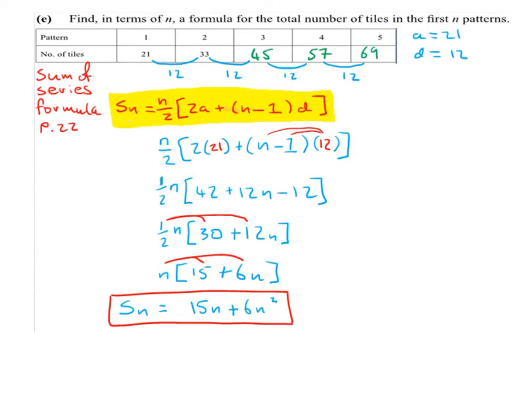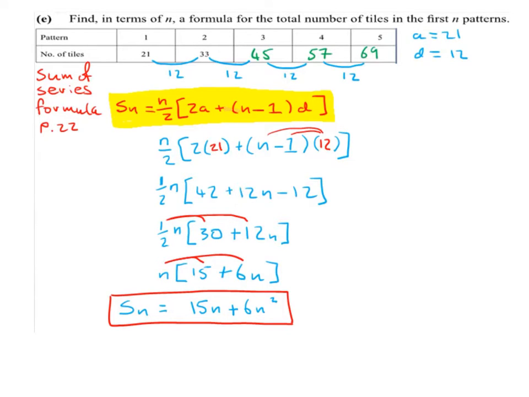So we have n over 2, which becomes a half n. 2 by 21 is 42. n multiplied by 12 is 12n. Minus 1 multiplied by 12 is minus 12. 42 minus 12 is 30. A half of 30 is 15. A half of 12 is 6. n times 15 is 15n. n times 6n is 6n squared. So our formula is going to be 15n plus 6n squared. That's our Sn formula, our sum of series formula.